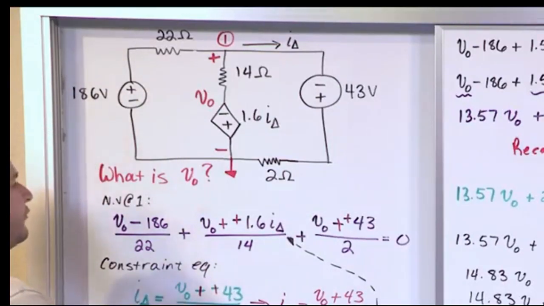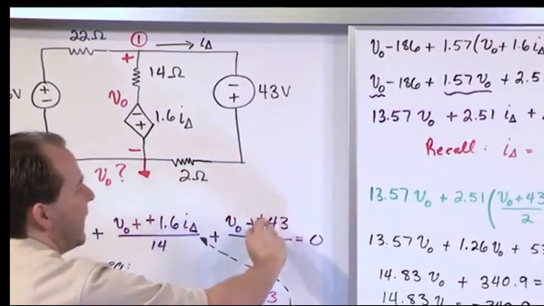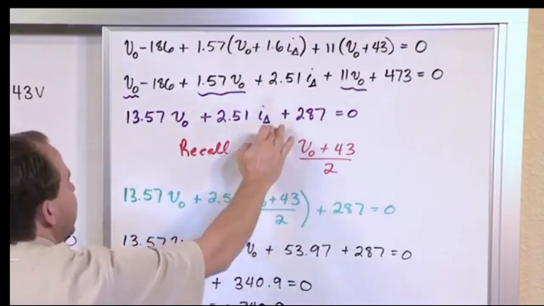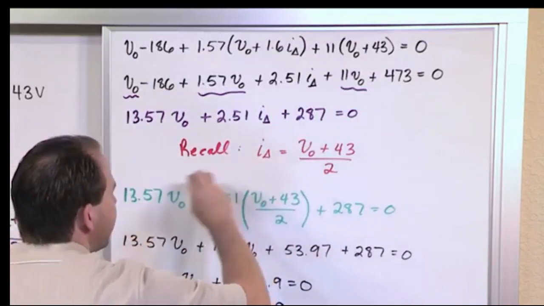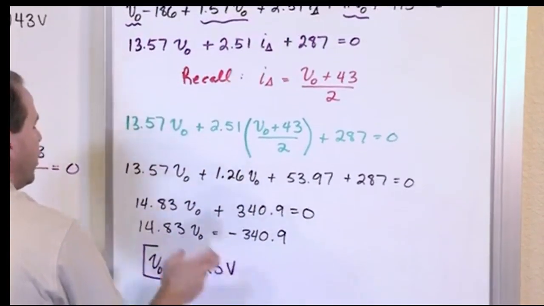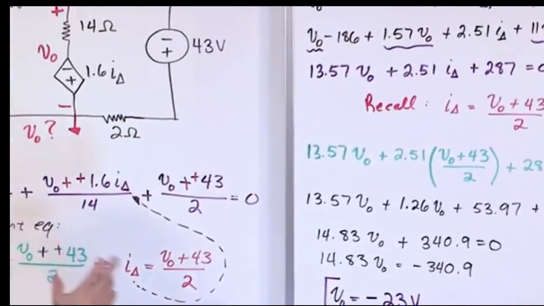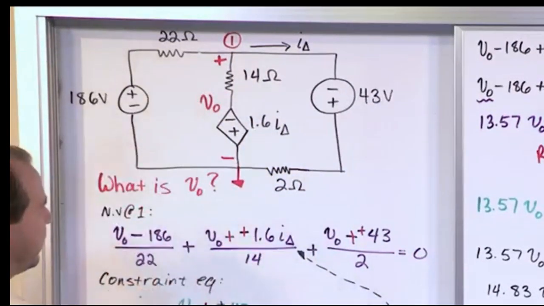So the rest of it's algebra. We go and we simplify this guy down. Once we simplify it down, we get this. Then we plug in what we know for I delta here, and again, we continue simplifying, one equation, one unknown, we find V naught. Now, it's always good to look and see if this thing makes physical sense, right? And I think it does. What we figured out is this V naught is negative 23 volts.